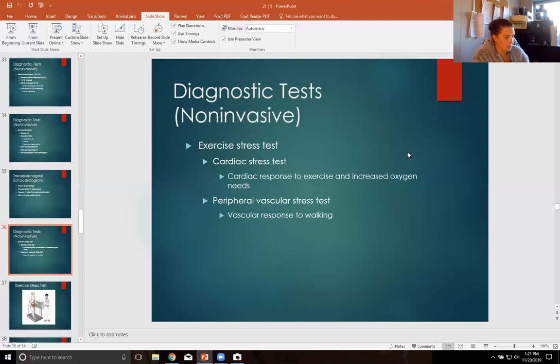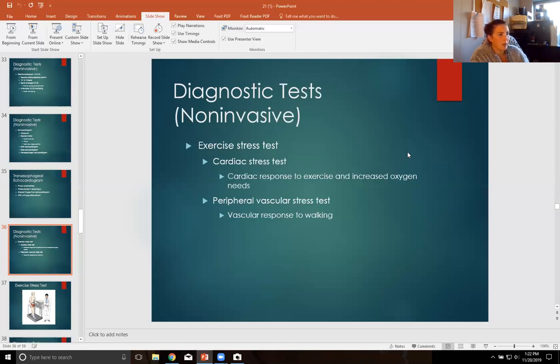Exercise stress test. That's pretty straightforward. We're going to put our patients on the treadmill and stress them out a little bit and see what the heart does in response. Priority interventions right now are: how are you going to educate your patient to prepare for that test? What would you do if something goes wrong during that test? What are your emergency management responses? And then how do we evaluate the changes that occurred during that to help develop the plan?